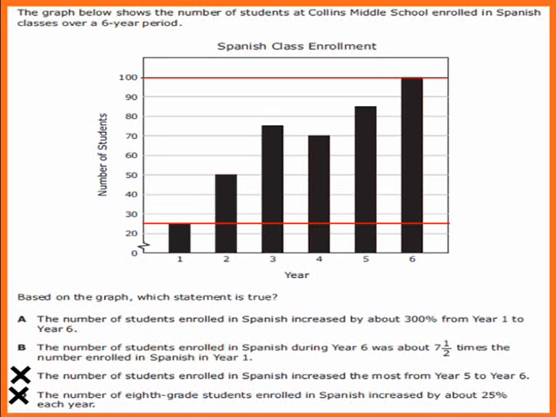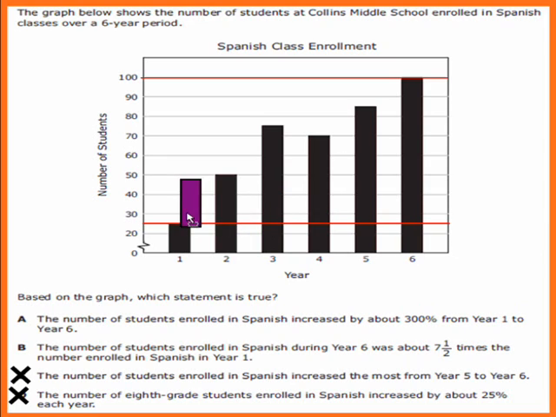So if I continue putting bars to represent 25 students at a time, looking at B, it says it's 7.5 times the number enrolled in year 1. Well, if it is 7.5 times, then we need 7.5 bars to build up to year 6. So I'm going to drag bars over.